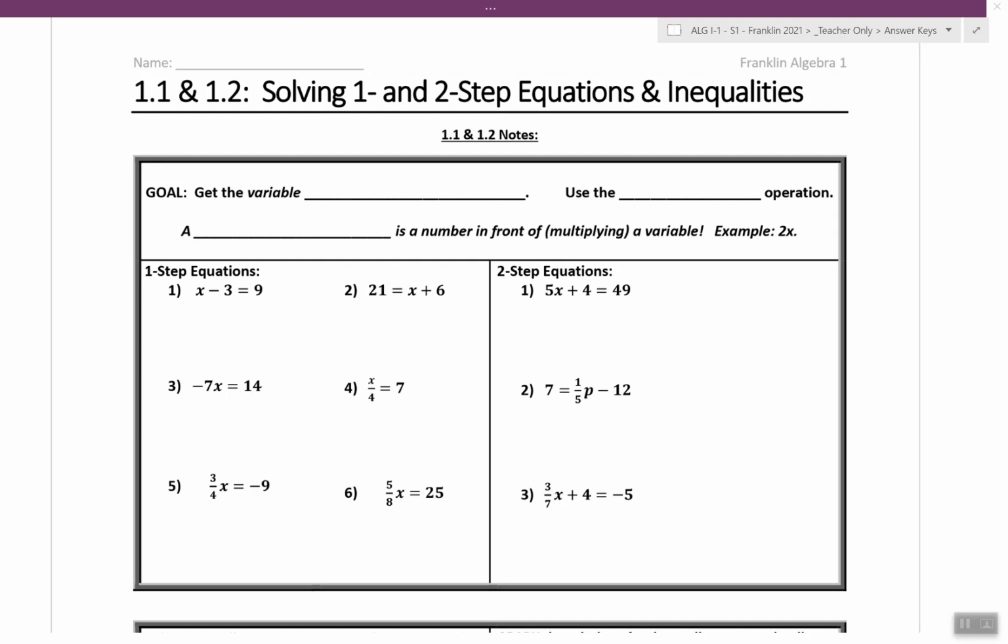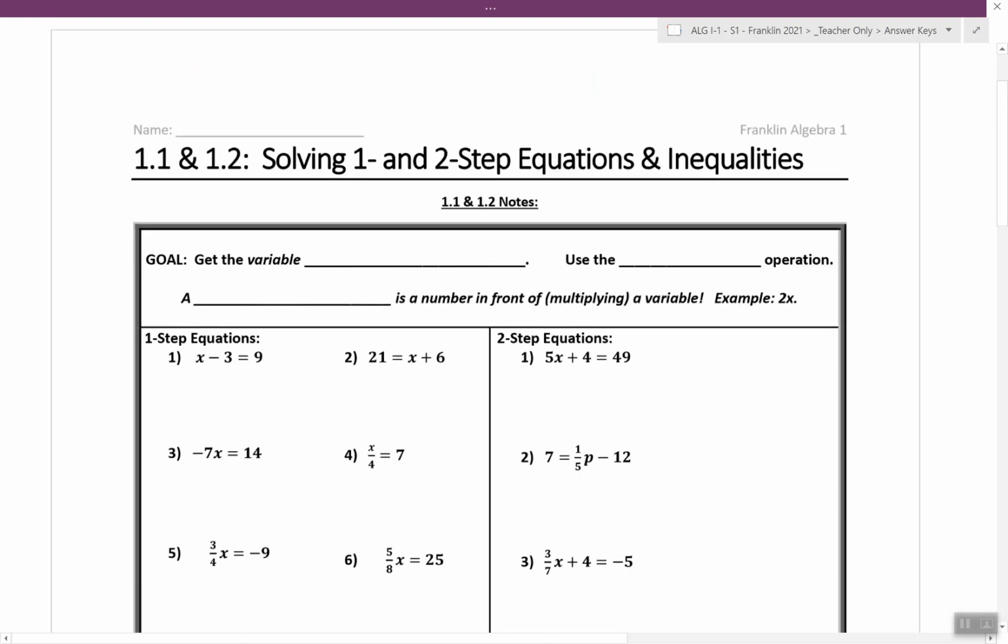Okay, for these notes, we're going to be looking at one-step equations and two-step equations and inequalities. So we're going to look at solving the equations, solving the inequalities, and graphing the inequalities. So let's first get some initial information here.